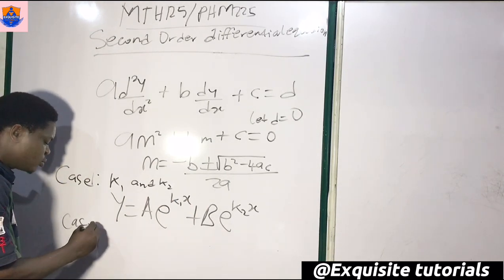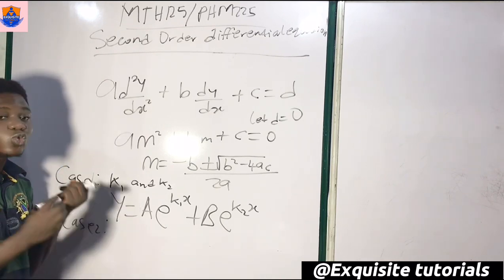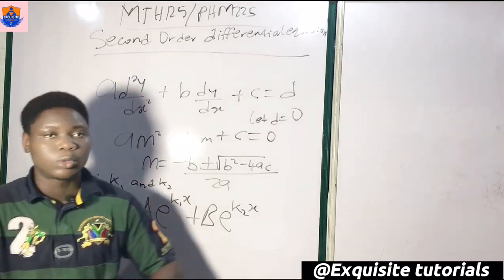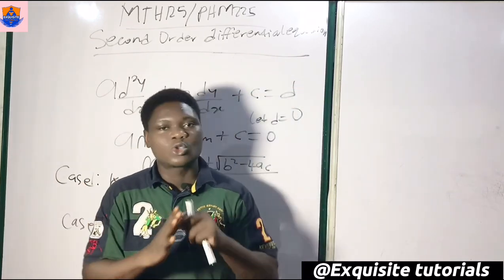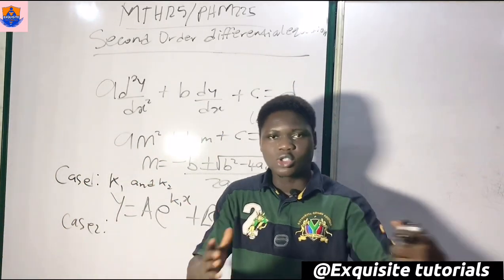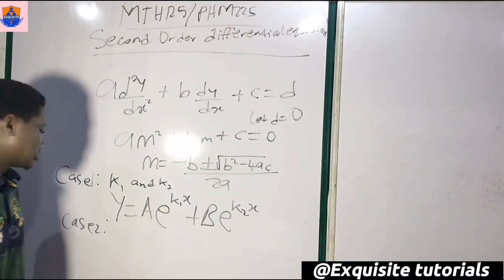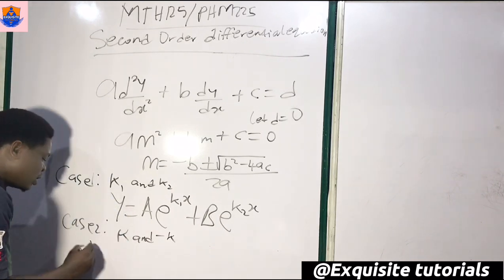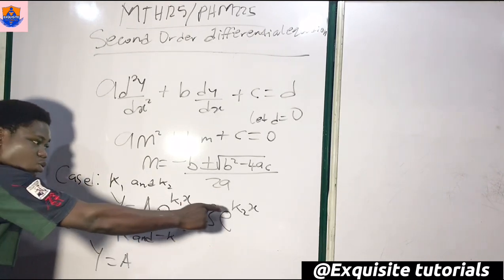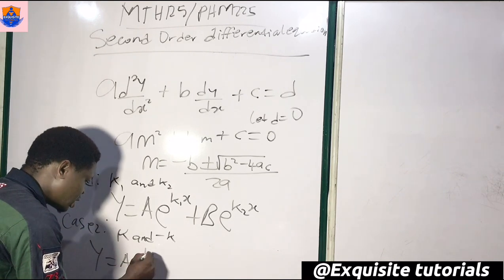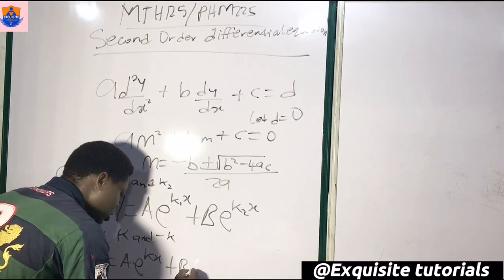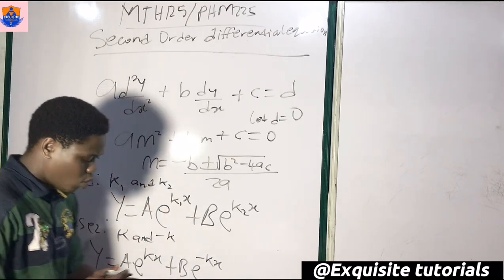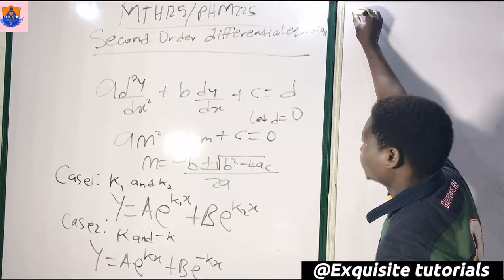Case 2: let's say you solve and you get two different answers, but these two answers are opposite of each other. Let's say plus 2 and minus 2. They are two different answers, but they are opposite of each other. Let's call those values k and minus k. You can leave your answer as a exponential kx plus b exponential minus kx. This one has two solution forms. It's either you leave your answer like this or you leave your answer like this.